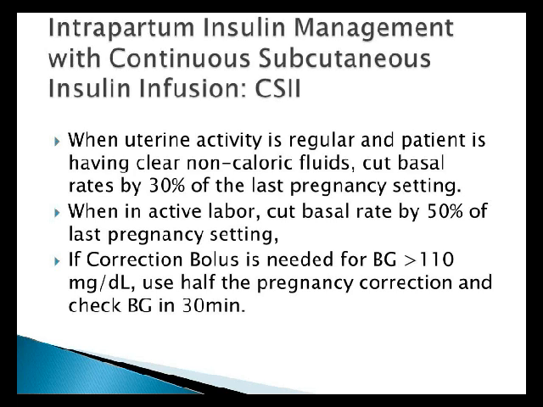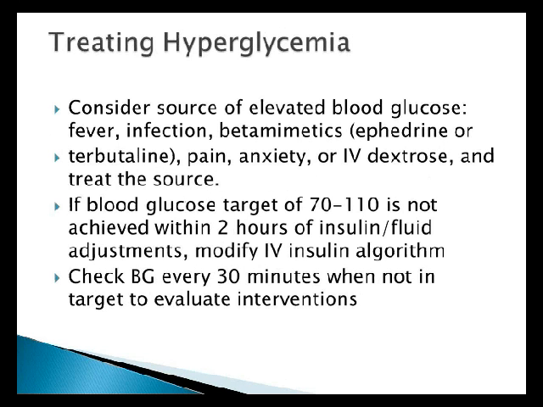If a correction bolus is needed for a blood glucose over 110, we can use half the pregnancy correction bolus and recheck the blood sugar in 30 minutes. So if you have a high blood sugar, try to figure out what's happening with that. Is the patient infected? Did they get a beta-mimetic like ephedrine or terbutaline that may have raised their blood sugar? Are they in severe pain, or are they anxious, or is the IV dextrose running too much? So treat the source first.